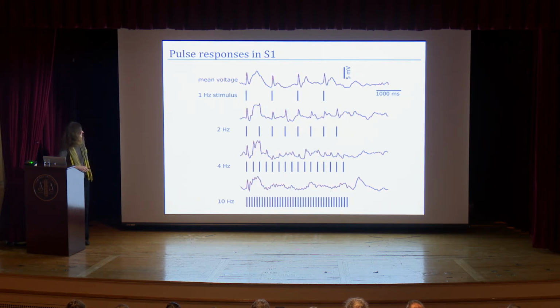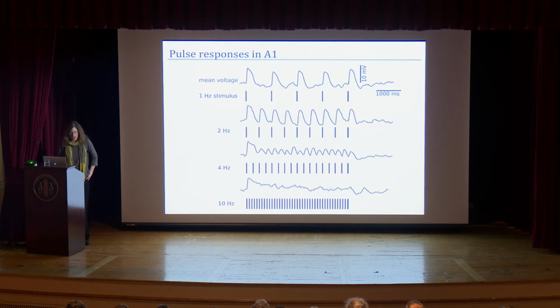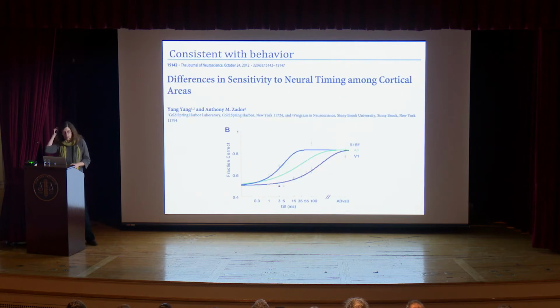Here's what it looks like in S1. Again, you get very nice tracking to the 1 Hertz that disappears as you increase the frequency. I'll come back to some of the details of these later. Here's A1, again tracking, maybe a little nicer all the way through these different frequency ranges. So some of the things that you're seeing quickly at a glance is that there seem to be some timing differences in the ability of different cortical areas to track stimuli.